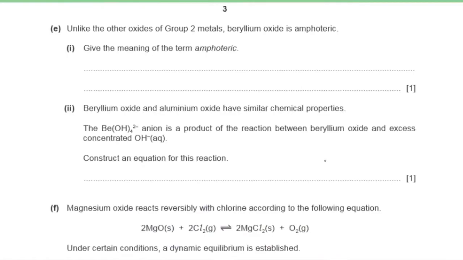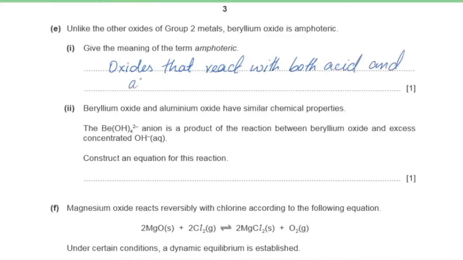Part E. Unlike the other oxides of group 2 metals, beryllium oxide is amphoteric. Give the meaning of the term amphoteric. So amphoteric oxides are oxides that react with both acid and alkali.